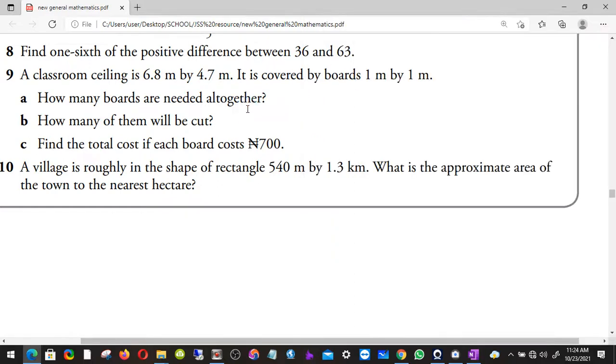How about read number 9? Hey, keep quiet. How can I get the number of boards needed? How can I get the number of boards needed?